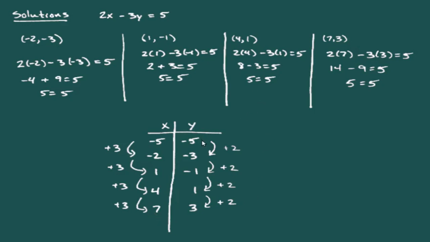Now likewise, on the other side of that table, if we look at the y values for those solutions, we've got -5, -3, -1, 1, and 3. Common pattern with those, we've got -5 plus 2 gives us -3. -3 plus 2 gives us -1. -1 plus 2 gives us 1. And 1 plus 2 is going to give us 3.